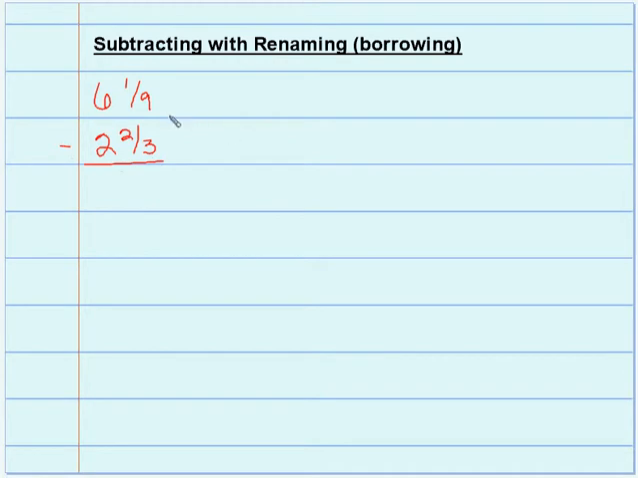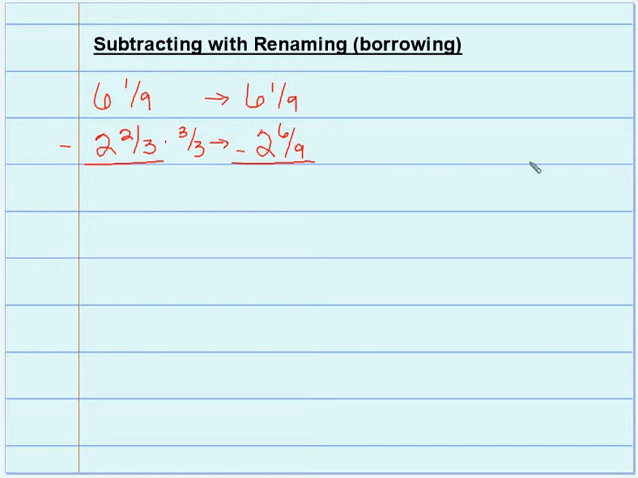Okay. Again, first, do you have common denominators? No. You need to change 2/3 to be in terms of ninths. So I would need to multiply this fraction times 3/3. Okay, so I would have 6 1/9, and this would become 2 6/9, and I would try to subtract. Now, I have a 1 in the numerator and a 6 in the denominator, and I can't do that. So I need to borrow.